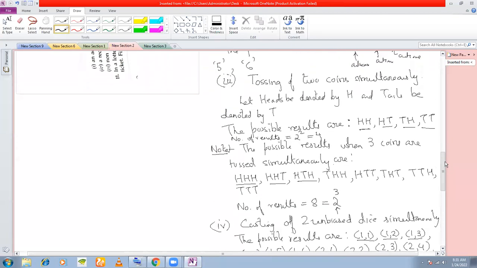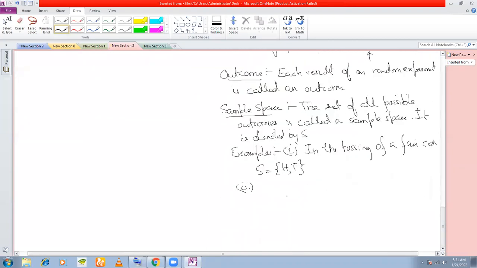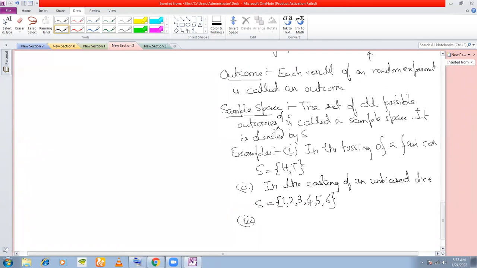Next example, let us take this. Casting of an unbiased dice. What is S? Either 1, 2, 3, 4, 5, 6, right? This is S. You can get any of the results. The set of all possible outcomes of a random experiment. Okay, that completes the definition.